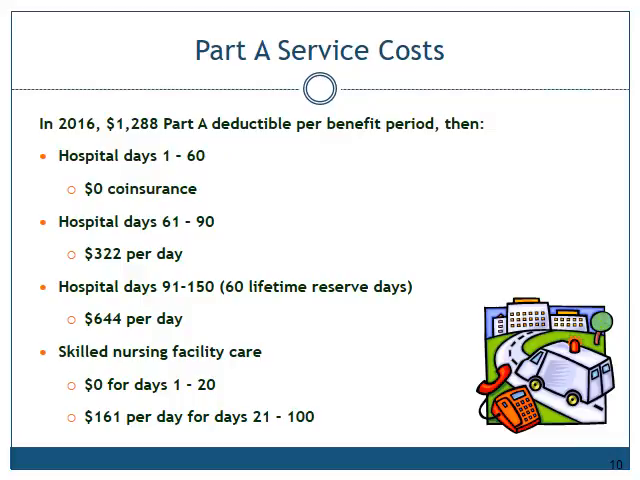Part A service costs. In 2016, it's $1,288 for your Part A deductible per benefit period. Then, hospital days 1 through 60 are a $0 coinsurance. Hospital days 61 through 90 are $322 per day. Hospital days 91 through 150 are $644 per day. For skilled nursing facility care, days 1 through 20 have a $0 coinsurance. Days 21 through 100 are $161 per day.